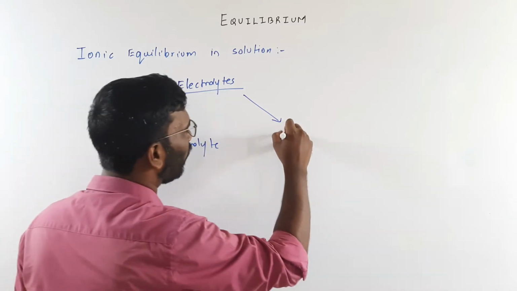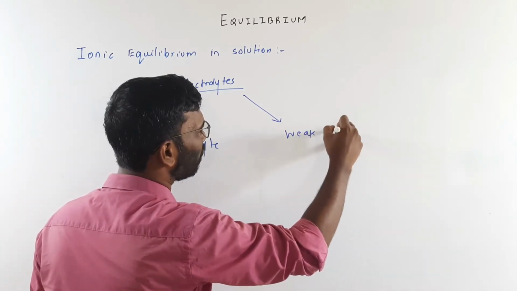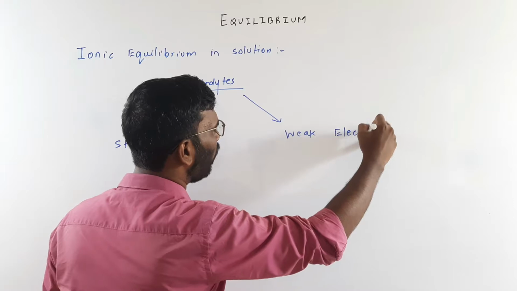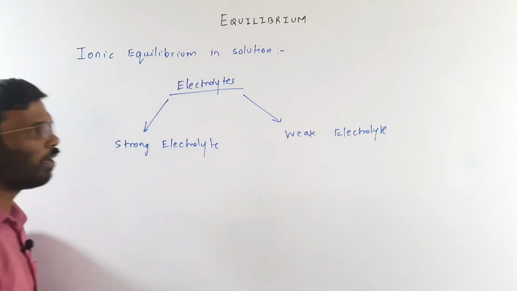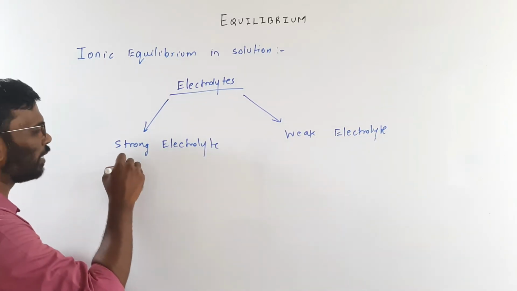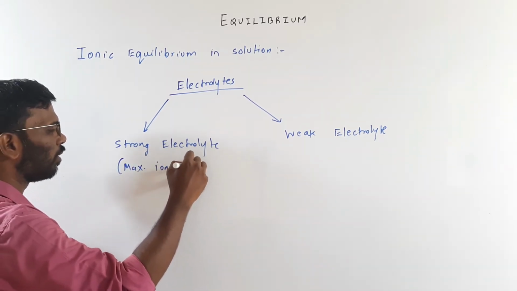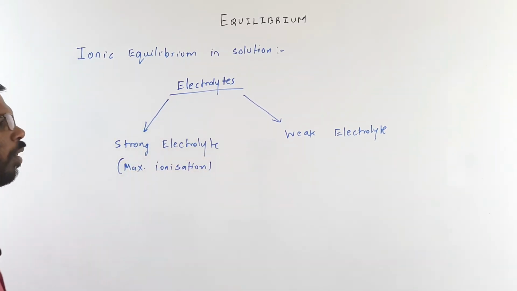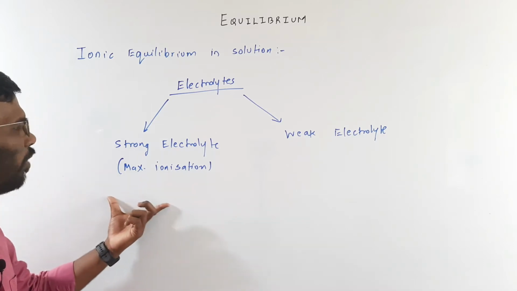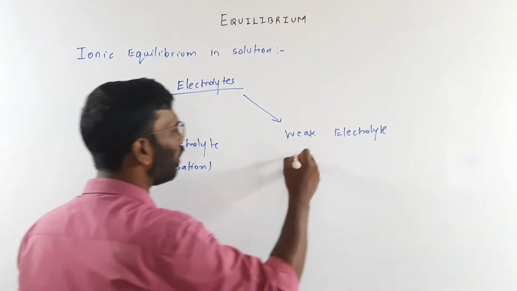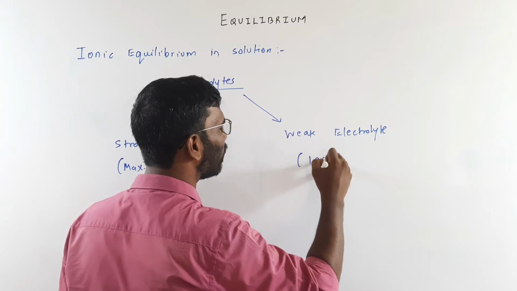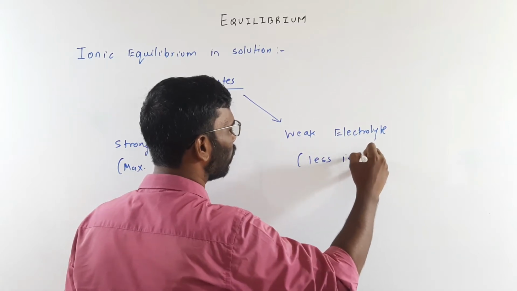and the other is weak electrolyte. What does this mean? In a strong electrolyte, I will say that there is maximum ionization, or a complete ionization of that molecule. Here, in a weak electrolyte, there is less ionization.